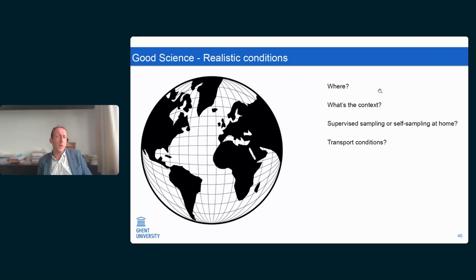We have to wonder, where will the study be conducted? What's the context? Will we have supervised sampling, or, for instance, will we have self-sampling at home? Will patients be able to provide samples that we actually require? What will the transport conditions be? If we have to transport something from the equator, where conditions may be tropical, is our analyte still stable under those conditions? So those are all typical questions that have to be asked and that have to be addressed before really going for an application into the real life situation.